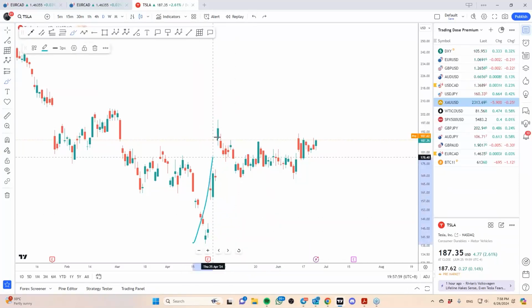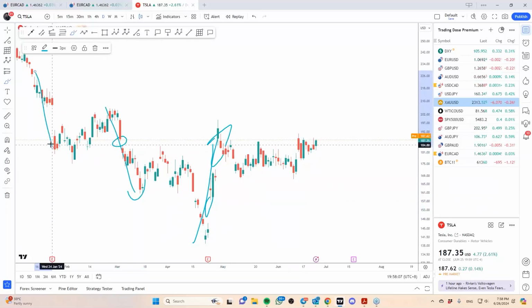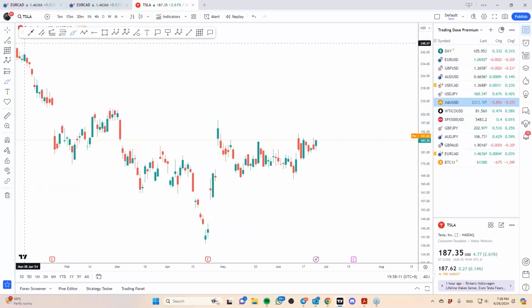So this move here obviously is a strong momentum push, right? It leaves behind gaps. This push down is strong. It leaves behind this gap. This push here is strong. It leaves behind this gap. So I think the stock market is very straightforward.